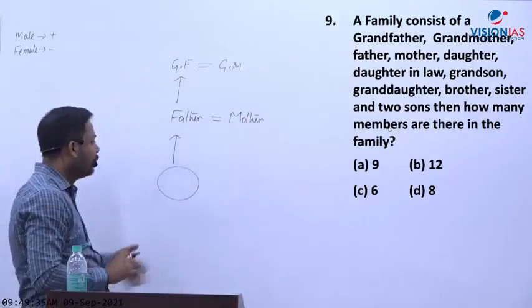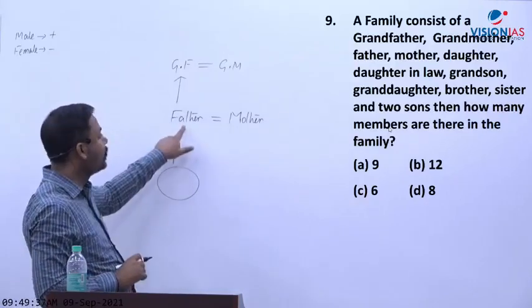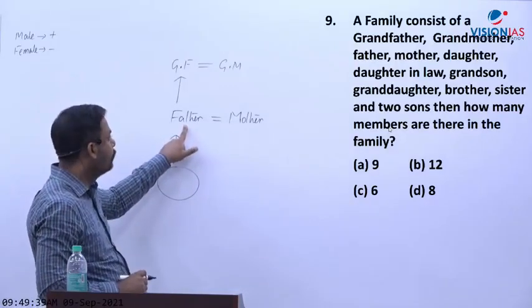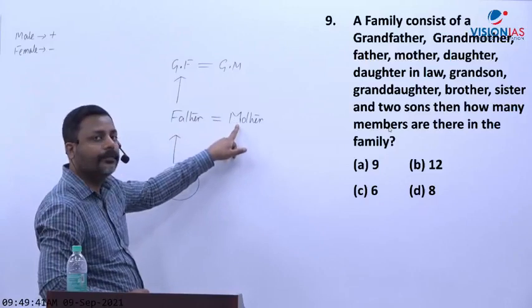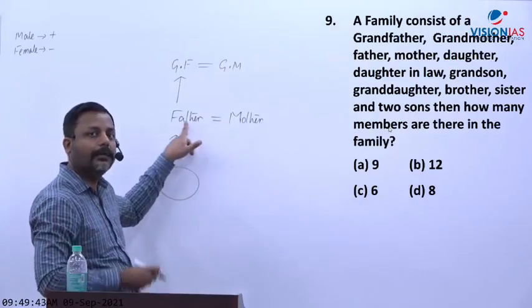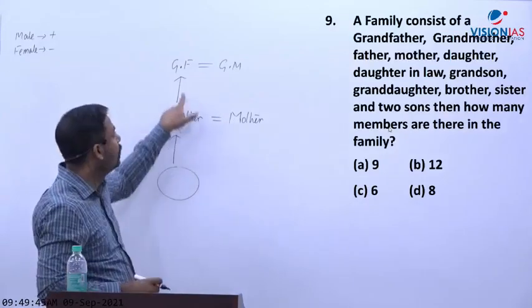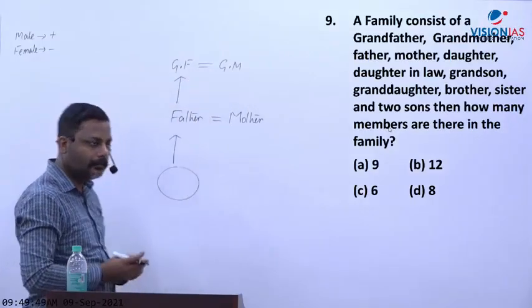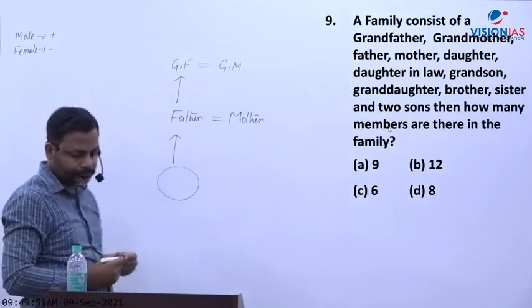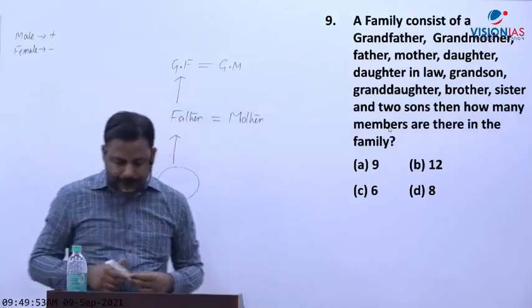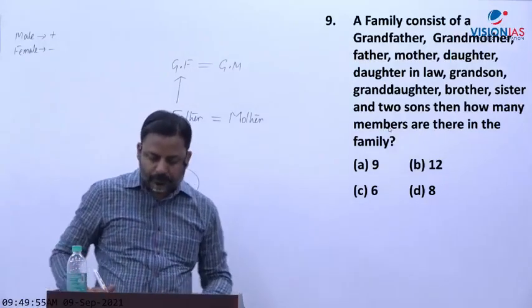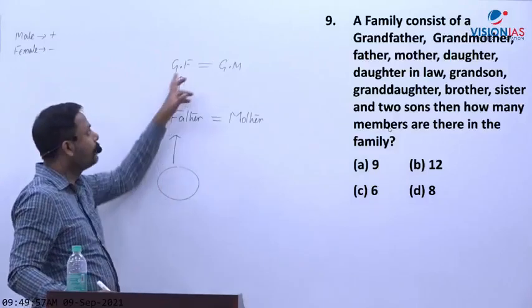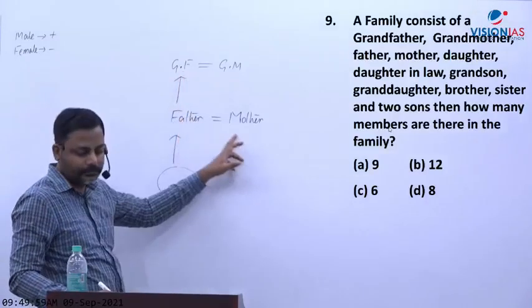For this particular man's children, he is father. But for his wife, the man will be husband. And for their parents, this man will be son. Okay? So, a family consists of grandfather, grandmother, father, mother.